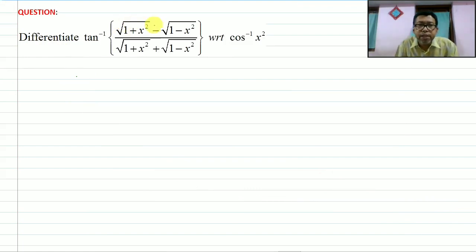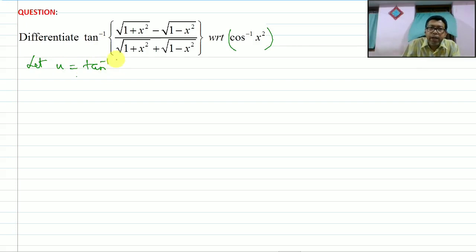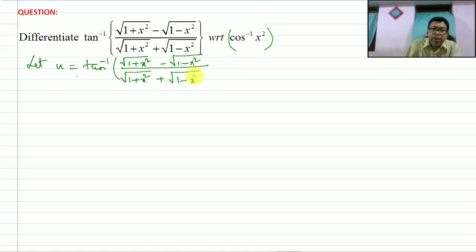Differentiate tan inverse of (root over 1 plus x square minus root over 1 minus x square) divided by (root over 1 plus x square plus root over 1 minus x square) with respect to another function, cos inverse of x square. Let us consider that u is equal to this function: tan inverse of (root over 1 plus x square minus root over 1 minus x square) whole divided by (root over 1 plus x square plus root over 1 minus x square), and v is another function. V is this second function, so it is cos inverse of x square.